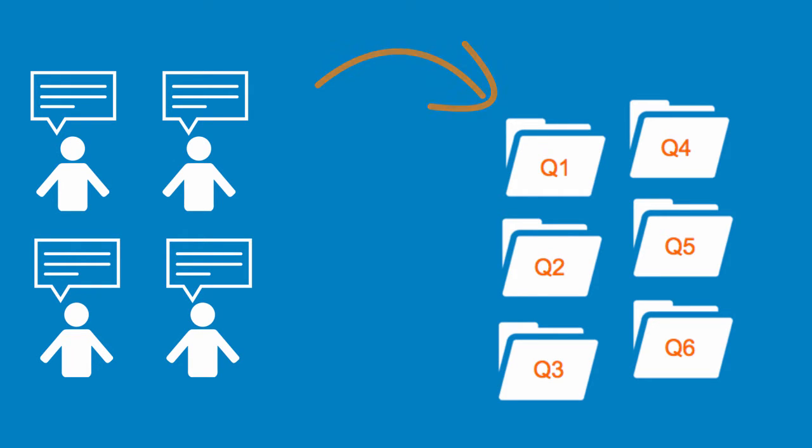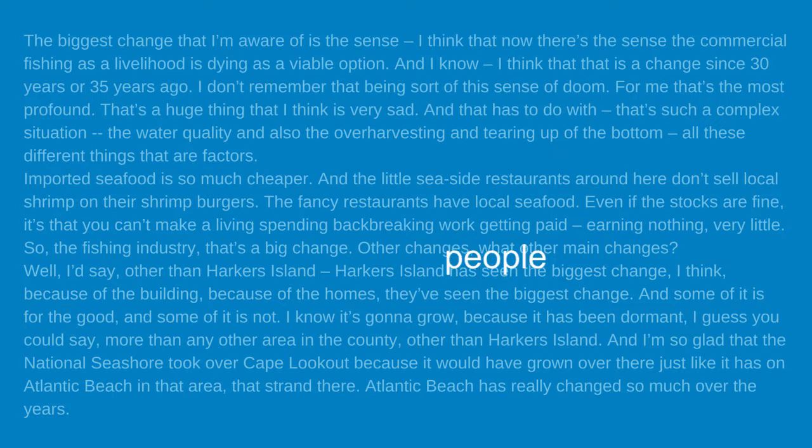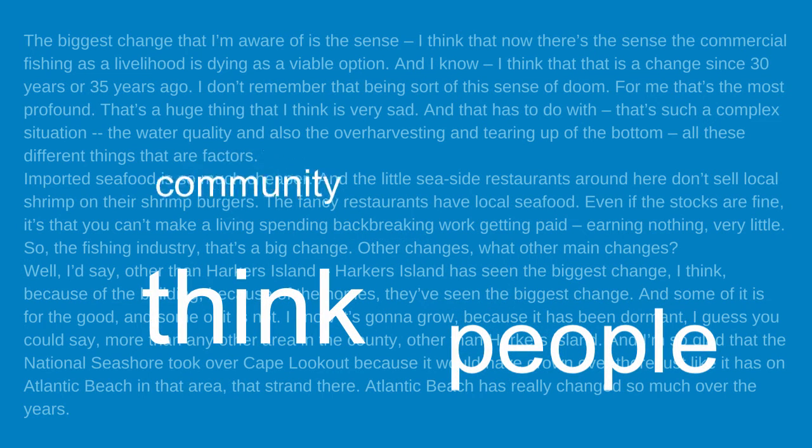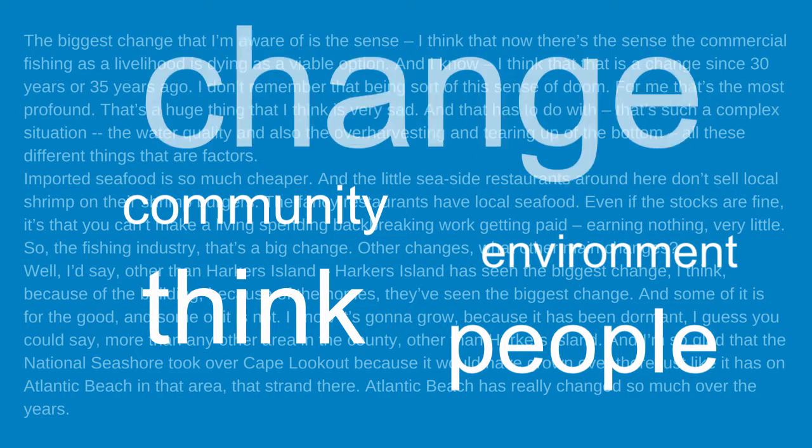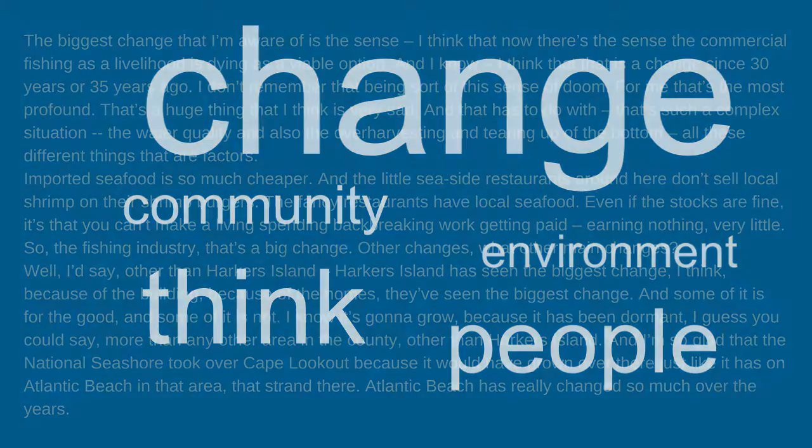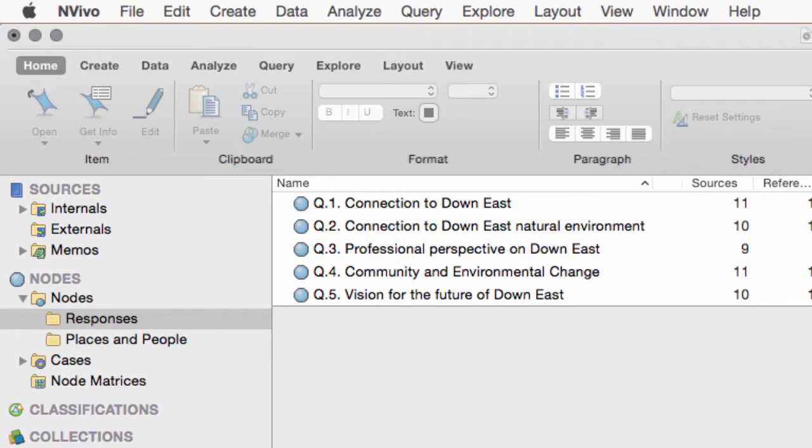You've gathered the responses to each of the interview questions into a node. Now you want to see what words participants use most when talking about community and environmental change. Let's take a closer look at how you can do this using a word frequency query.